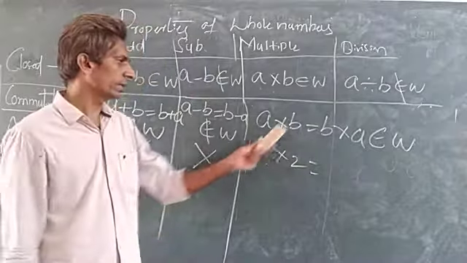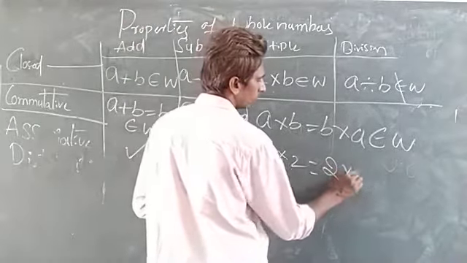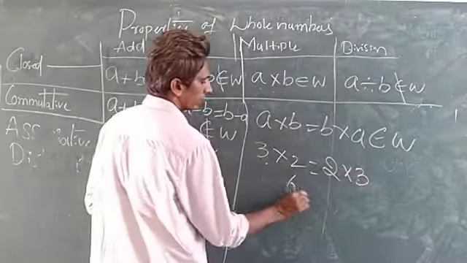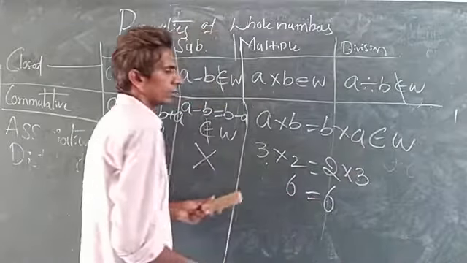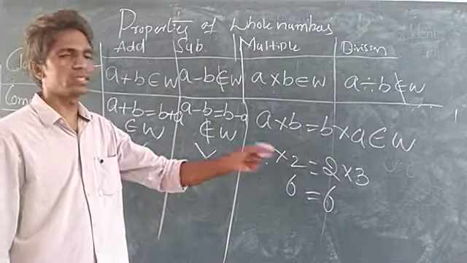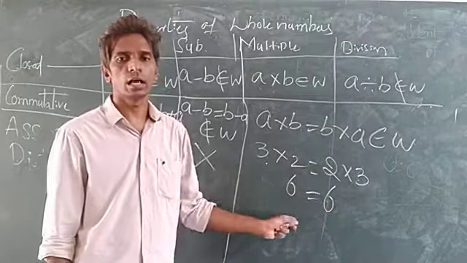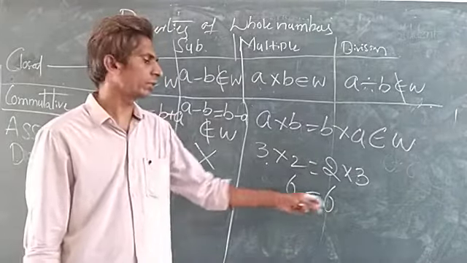A as 3, B as 2. So B is equal to 2 into 3, so that is equal to 6. It also satisfies the condition. So 6 is equal to 6. What is the answer that came? Whole numbers only. The answers came here as whole numbers and also equal.